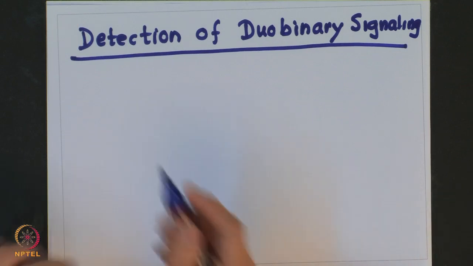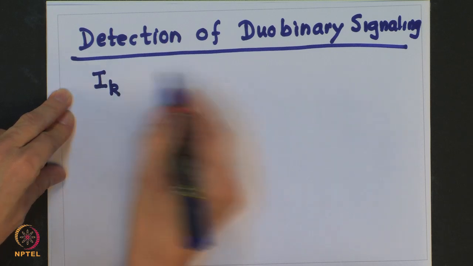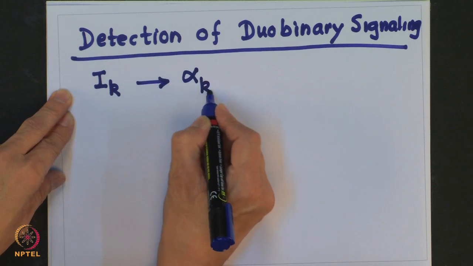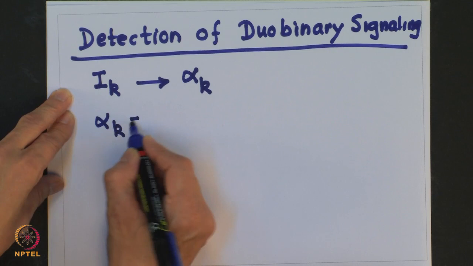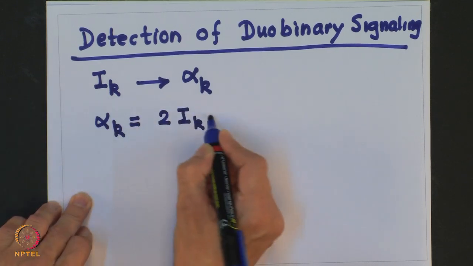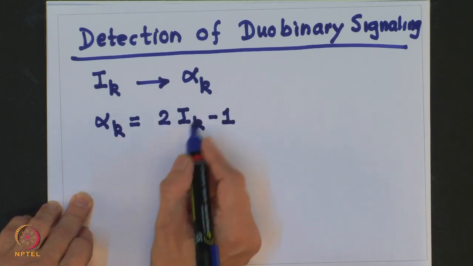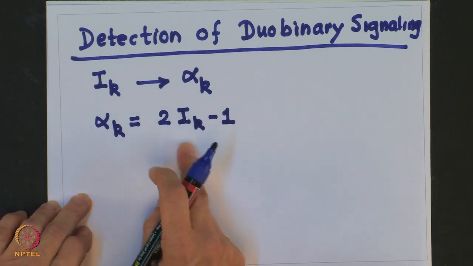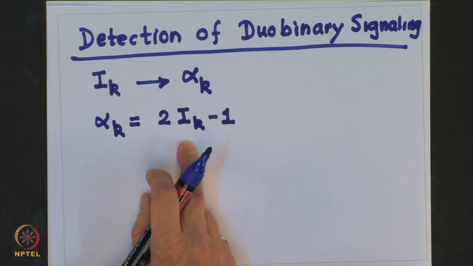So, we have ik message bits. This gets converted to the polar bits, let us call it alpha k. So alpha k, you can write it as equal to 2ik minus 1. So for ik equal to 0, I'll get minus 1. And for ik equal to 1, I'll get plus 1. Correct? And then this basically goes to the duobinary pulse generator.